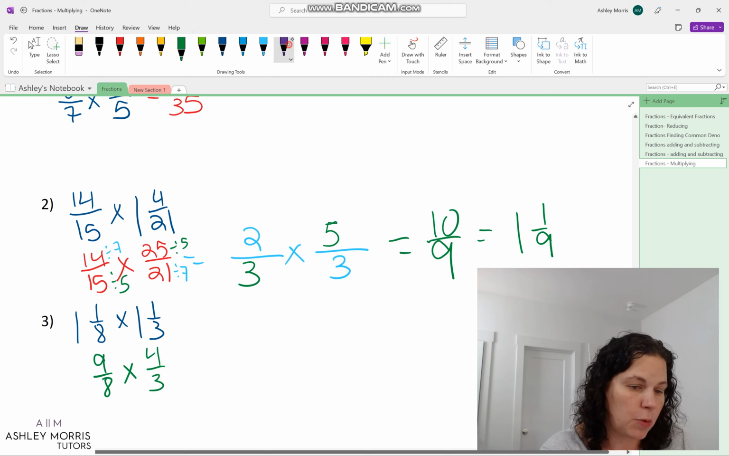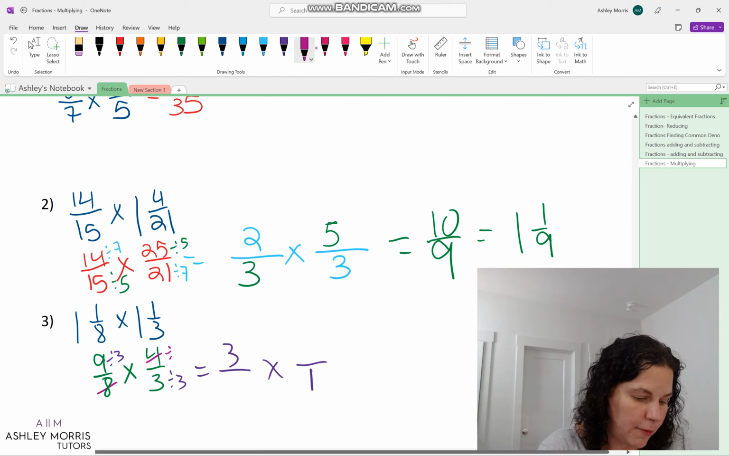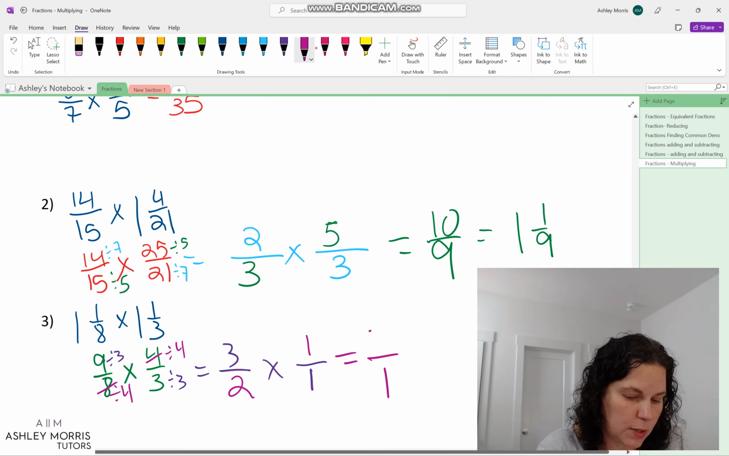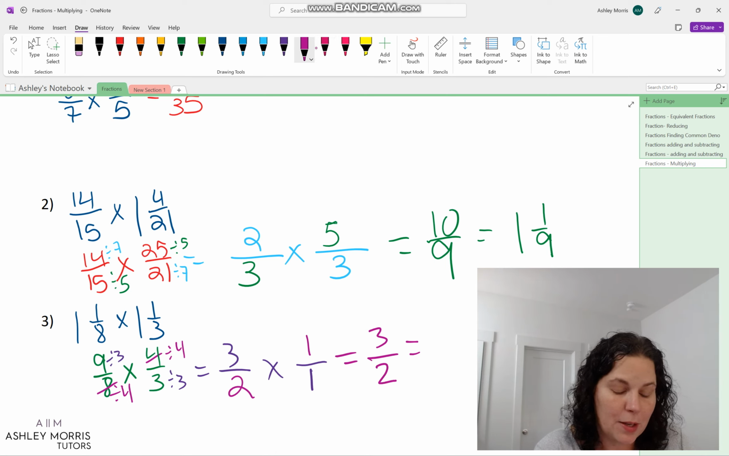So this cancels both ways again. Divide this by 3. Oops, not divide, times. 1. And then 8 and 4 are divisible by 4. So 2 times 1 is 2. 3 times 1 is 3.